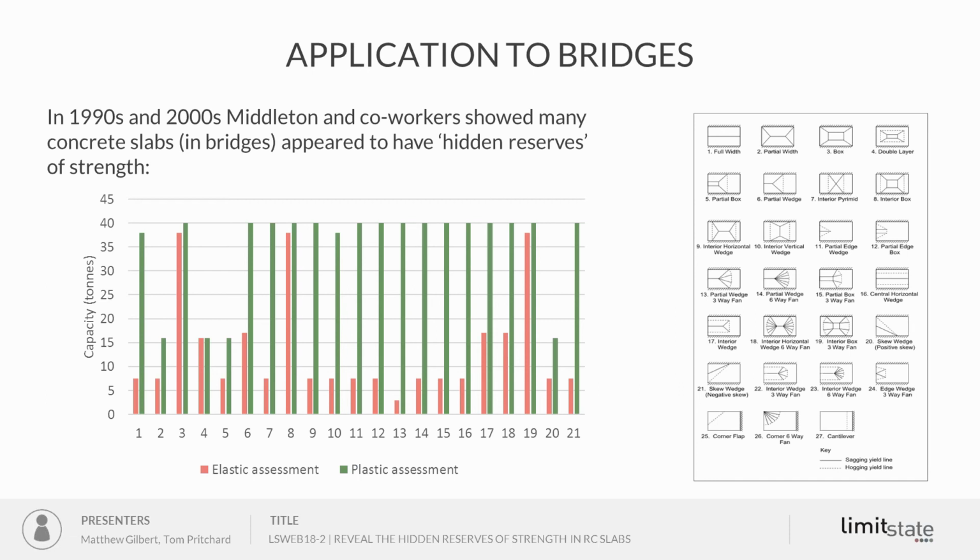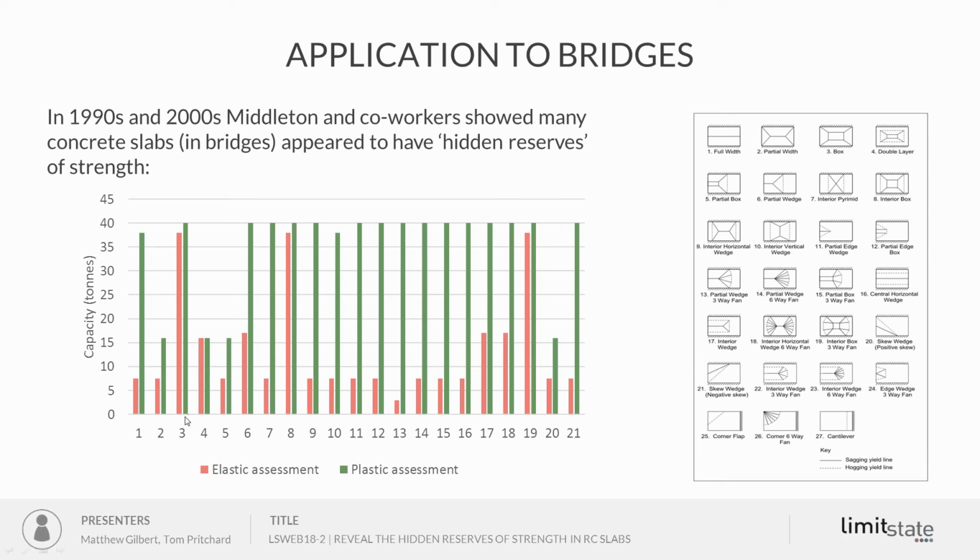Okay, so just go back a few years, 1990s and 2000s, Middleton and co-workers at the University of Cambridge used the yield line method very successfully to demonstrate that many concrete slabs in bridges had more strength than had been assumed. So what they were able to do was demonstrate that many bridges were actually perfectly okay to carry increased loading, didn't need to be strengthened.